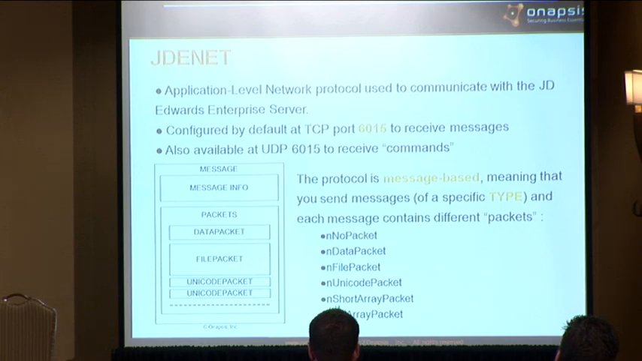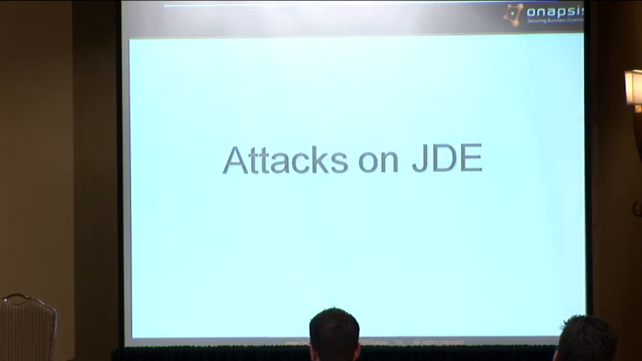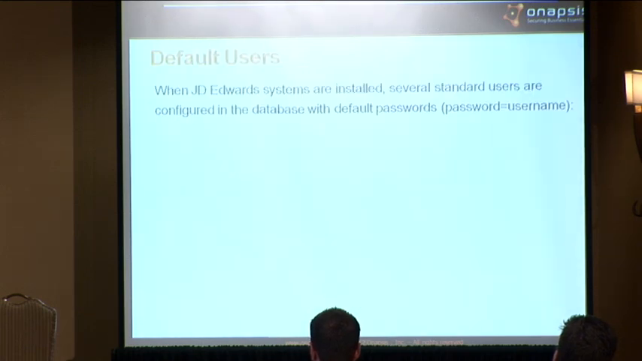And then the default port number is 6015. That's a JDE port in TCP. But then if you take a look at the process, you will see that there's another port that is also open on the UDP side. On the UDP side, it's the 6015 UDP. And that's not processing this kind of messages, but control messages. So you can send control commands to that port as well. So let's see a little bit about this.